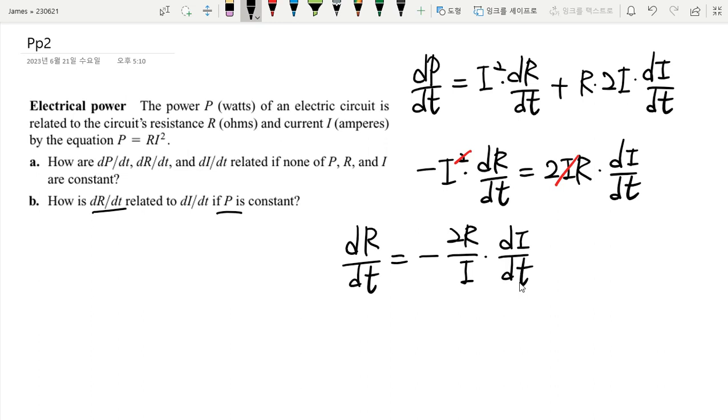So this is the relationship between dR over dt and dI over dt. And let's change this R to P, because P is constant. That means R is equal to P over I squared. So we have this equation, and because of this negative sign, if current is increasing, the resistance will be decreasing. The direction is opposite because the product of resistance and I squared is constant.